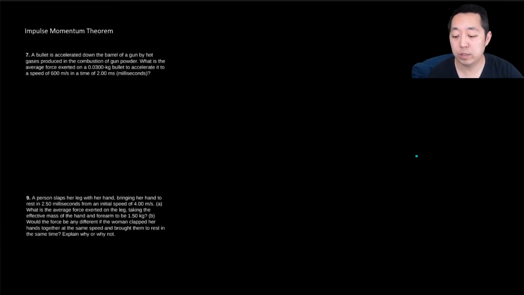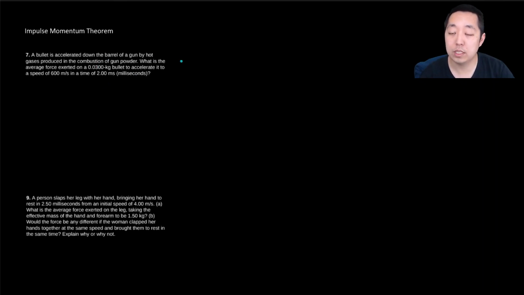So we're going to continue on with some impulse momentum theorem. This is where we're relating impulses and momentums together. A bullet is accelerated in the barrel of a gun by hot gases produced by the combustion of gunpowder. What is the average force exerted on a 0.03 kilogram bullet to accelerate it to a speed of 600 meters per second in a time of 2 milliseconds?